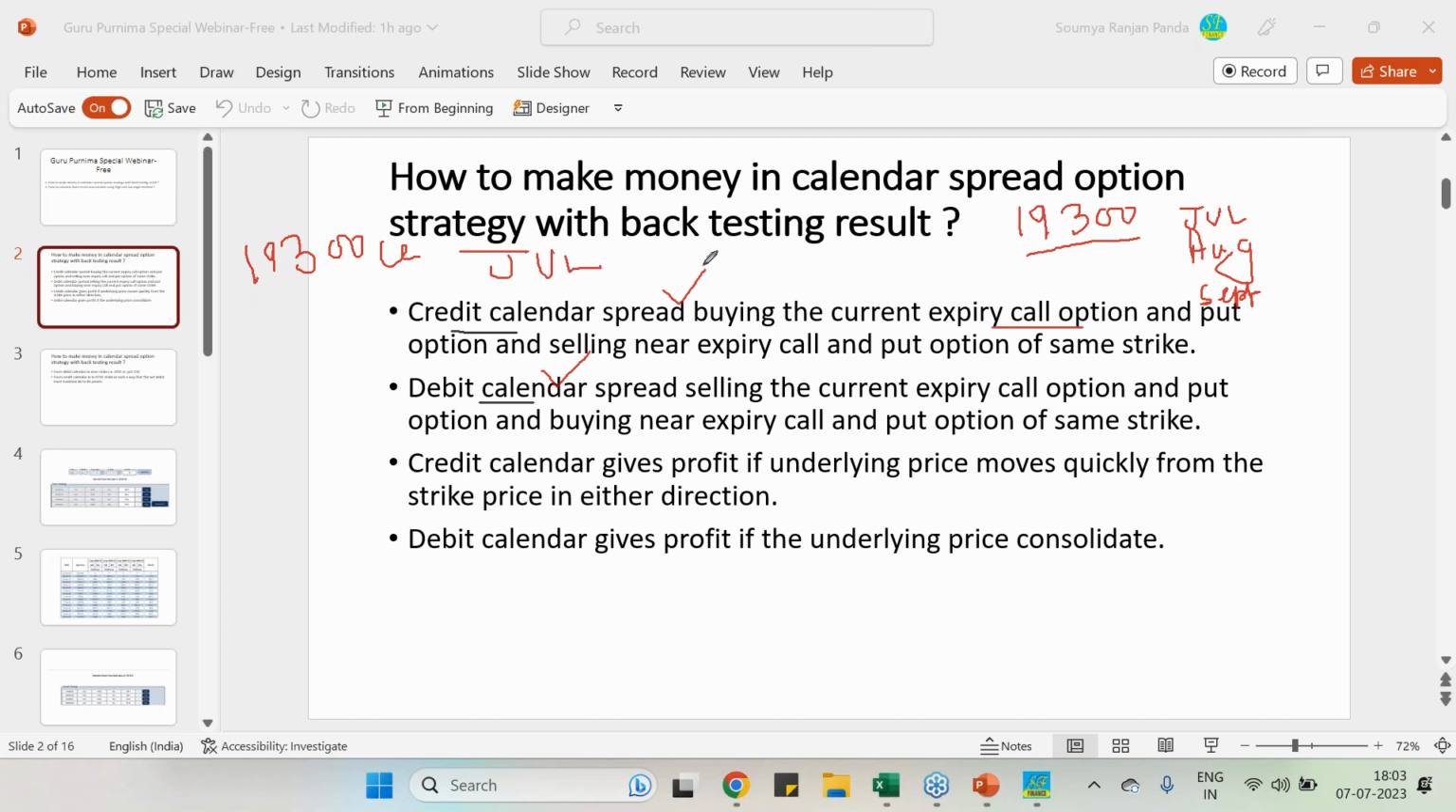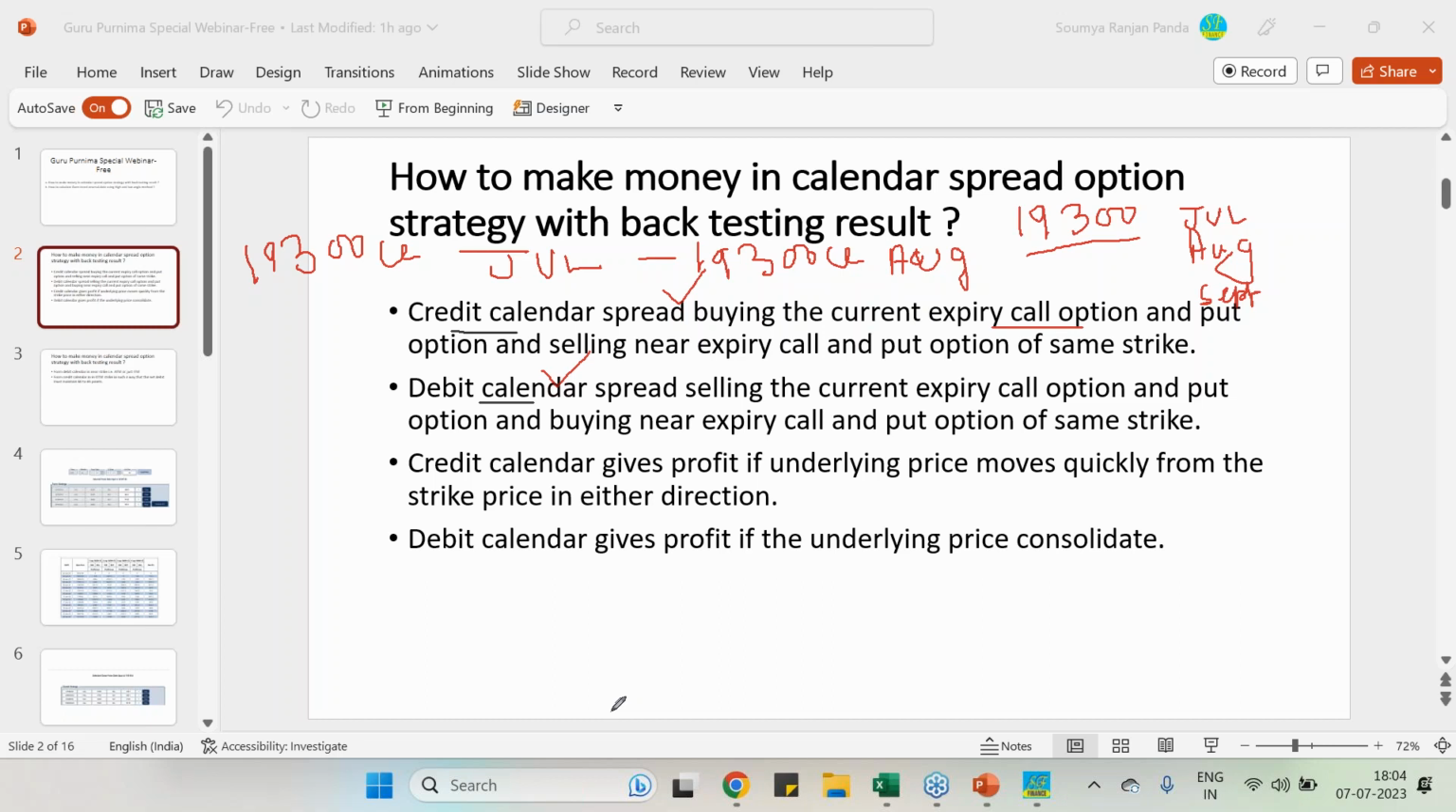July and at the same time you are selling the 19,300 call of August, then it is known as credit calendar spread, because you have received the money. August will be trading at a higher premium, so you receive a higher premium and you paid a lower premium; the difference is your gain, the upfront money you have received. If you do the reverse, buying August and selling July, then you are paying something to the market, so that is known as your debit calendar.